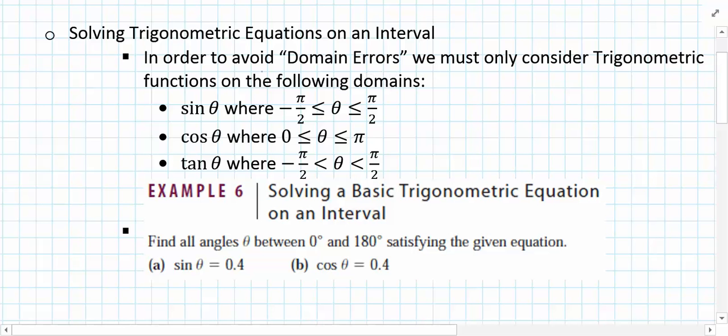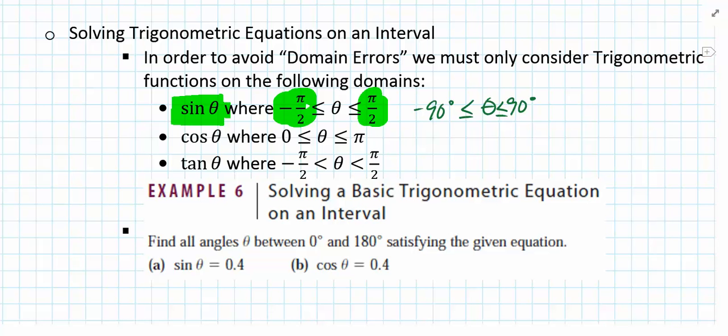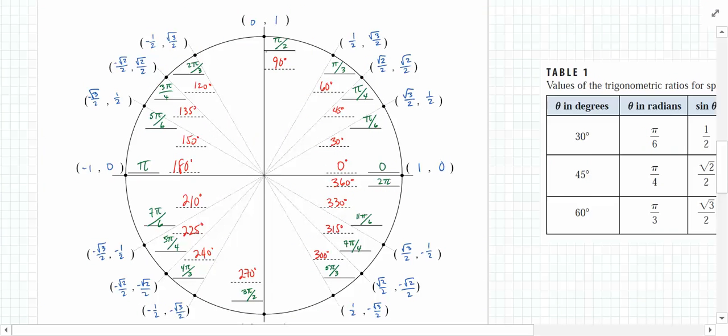on the following domains. For our sine function, for example, our sine function should only be evaluated where the theta angle measure is between negative pi over 2 and positive pi over 2, or between negative 90 degrees and positive 90 degrees inclusive. We're allowed to use negative 90 degrees, we're allowed to use positive 90 degrees. We're allowed to use negative pi over 2, and we're allowed to use pi over 2. Now, if you think back to our unit circle, this is what you might see.